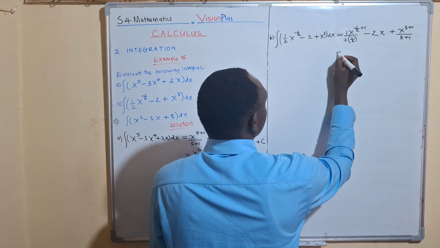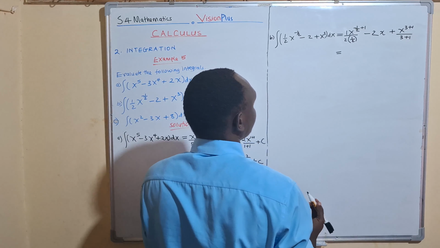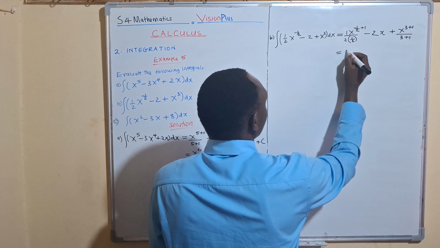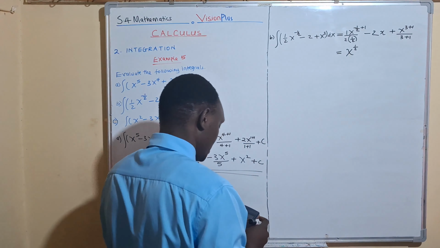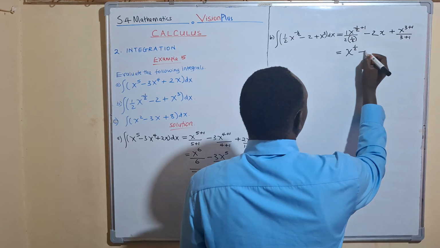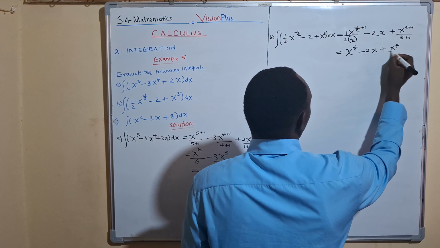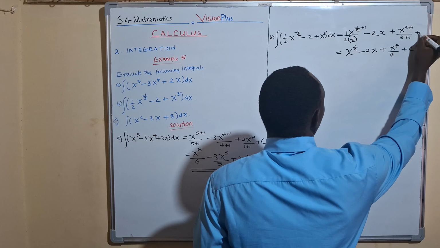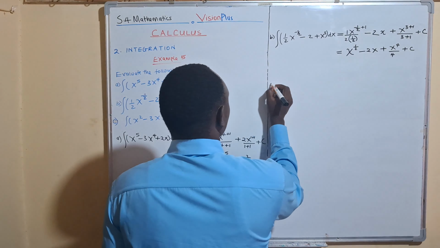Then we simplify. This here gives us 2 times half is 1. 1 divided by 1 is 1. So here we shall have x power half, because negative half plus 1 is a half, minus 2x, and then plus x power 4 out of 4 plus c. Please, we will add the constant of integration, which you can try out.